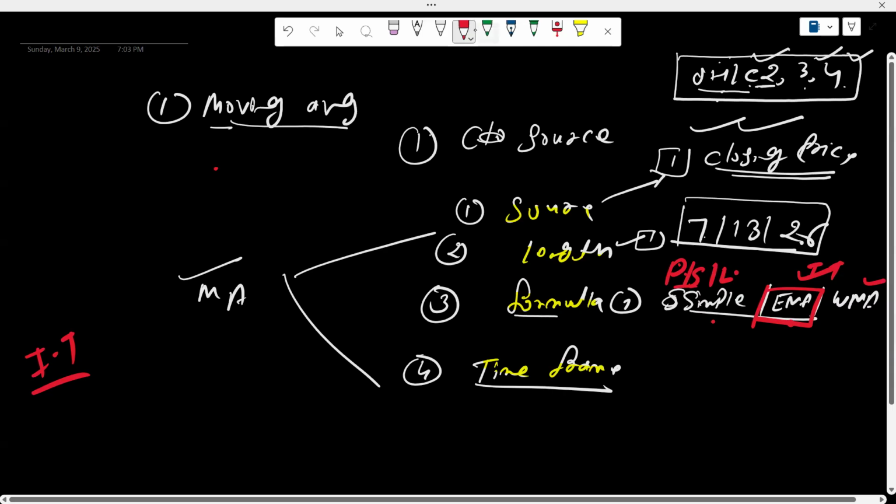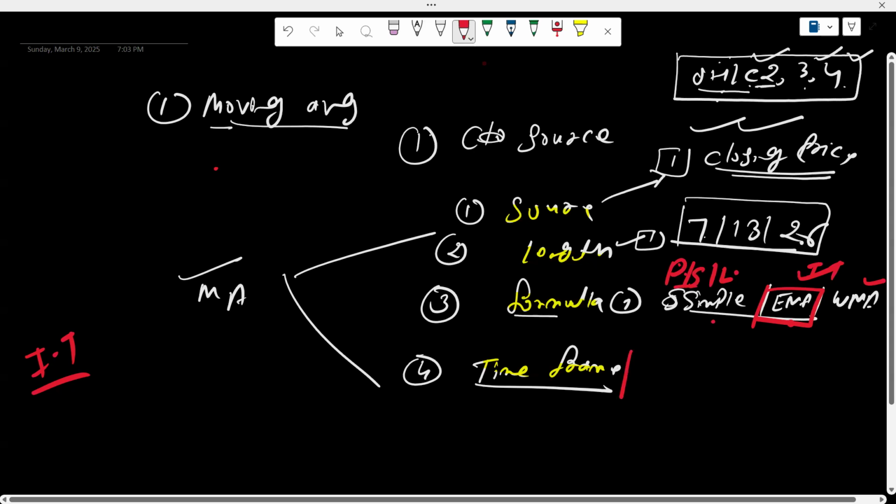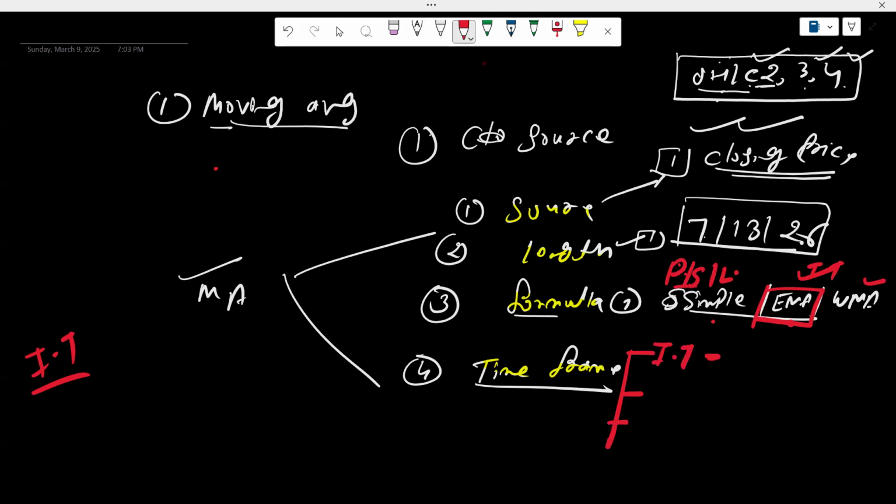In time frame, the last class, the complete class was on the time frame only. So I think you can easily tell me, if you are an intraday trader, what time frame you will choose. 5 minutes. Yeah, 5 minutes. The best time frame is the 5 minute, and the second best time frame is the 15 minute. So the 5 minute will give you a quick trade, and the 15 minute will be to see the prior trend. And if you are a positional trader or a long term trader, for positional you can choose daily, and hourly is also good, and for long term you can choose weekly.